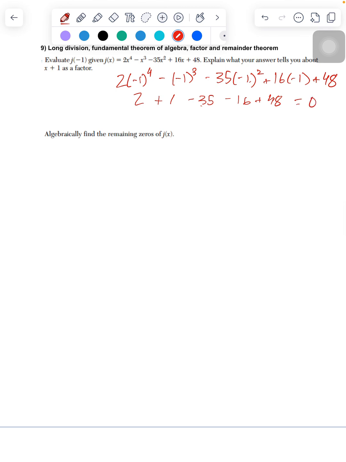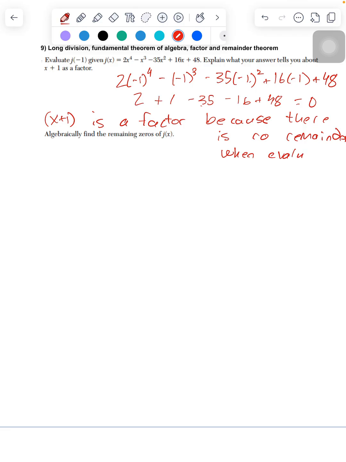So this I'm going to write, right? They're asking us to explain. They're going to say, x plus 1 is a factor because there is no remainder when evaluating the function. All right, yeah, we're done, right?